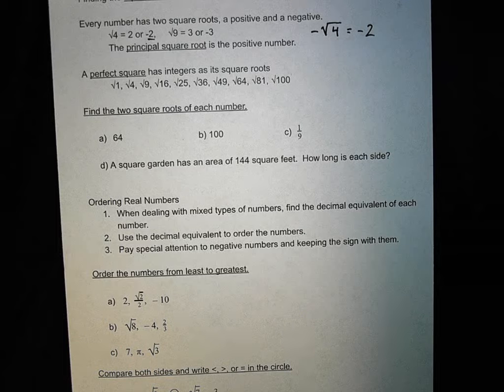Is it 8 or negative 8? You don't need a calculator. The first one is the square root of 1 over the square root of 9. Don't put the bottom yet.